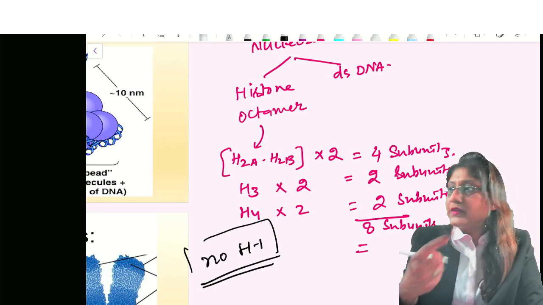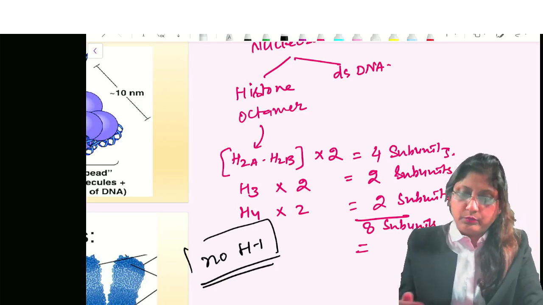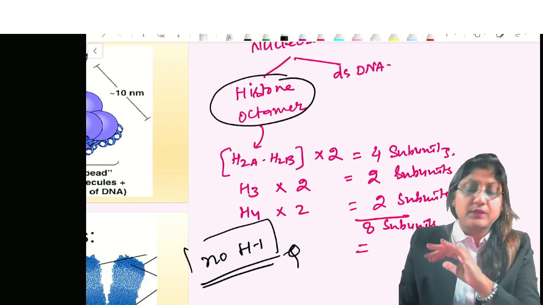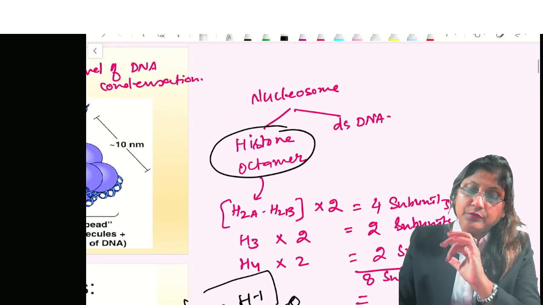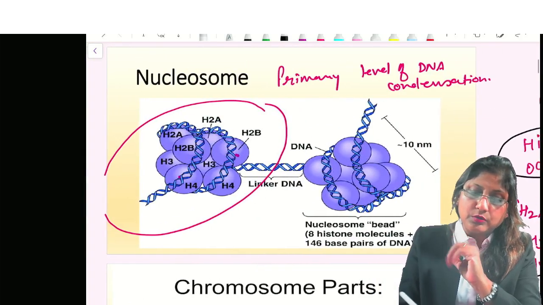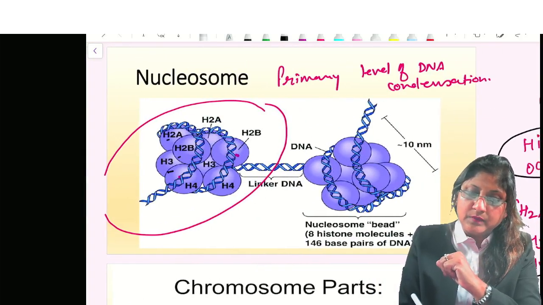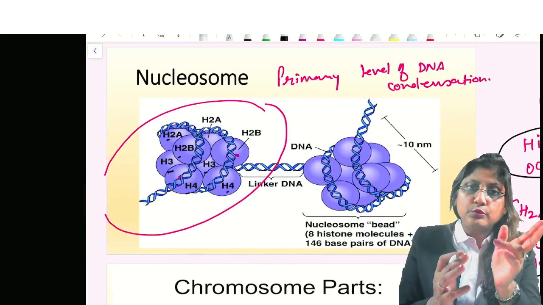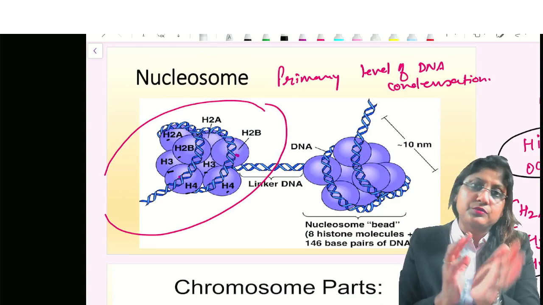I'll tell you where this H1 is lying. Shortly I'll tell you. But in histone octamer, you do not have H1. That's a very frequent MCQ to you. Now this is how you have histone octamer. In this picture also you can see all these names which I have just told you. 2A, 2B dimer and 2 such dimer, H3 2 units, H4 2 units making you histone octamer.